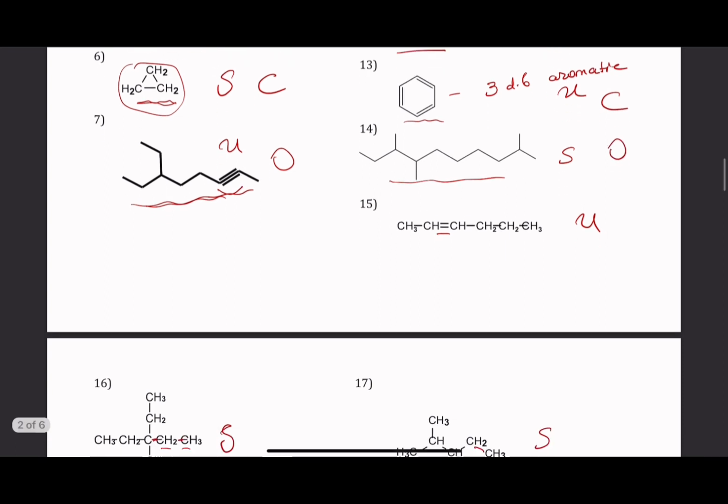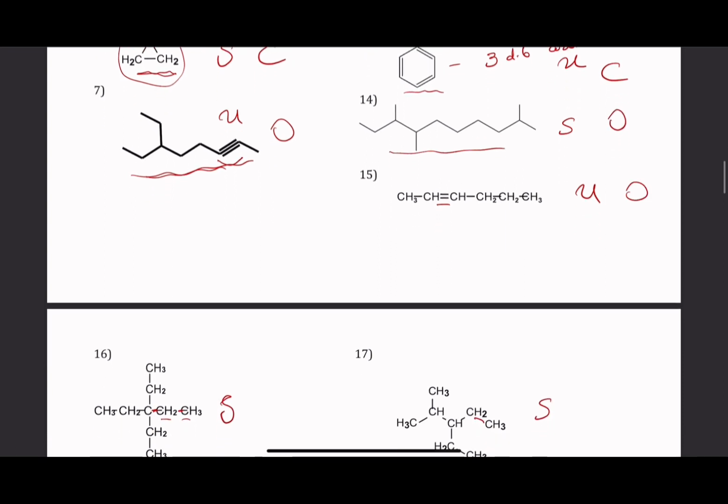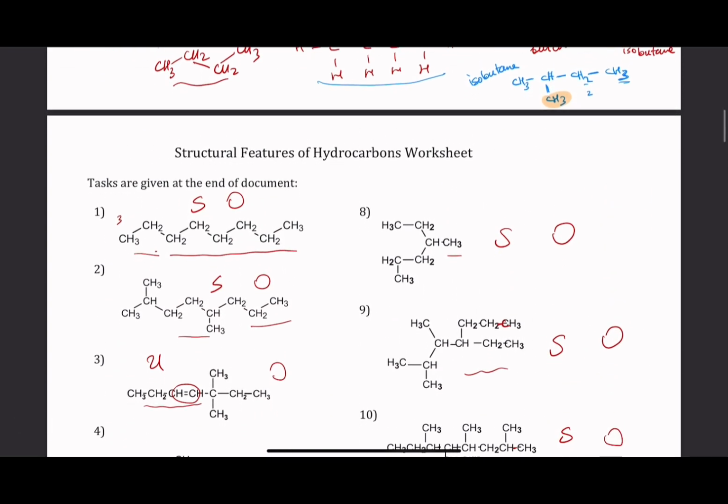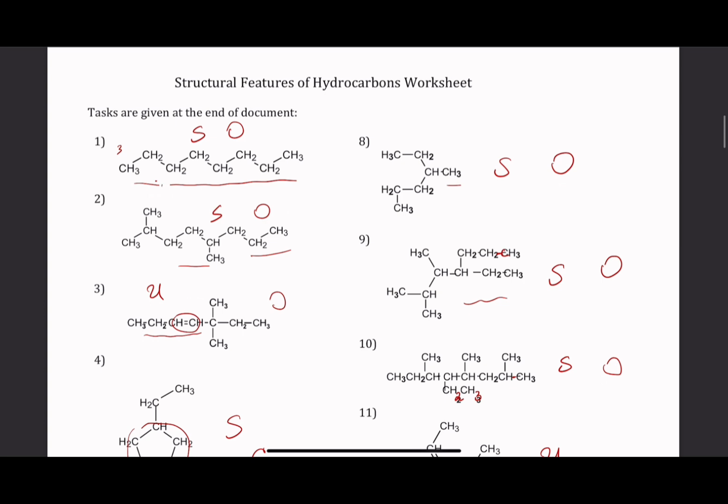This one is open chain only, and then open and open. Okay, now it's asking to identify the type of class for each hydrocarbon. Because this one has only single bonds, it is an alkane.